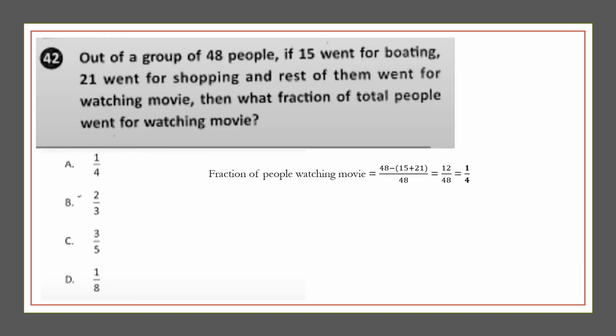Question number 42. Out of a group of 48 people, if 15 went for boating, 21 went for shopping and the rest of them went for watching movie, then what fraction of the total people went for watching movie? So the number of people who went for watching movie is 48 minus 15 minus 21. So we will get 12. And total people are 48. So divide by 48. So 1 by 4 of the people went for watching movie. So our answer is option A, 1 by 4.